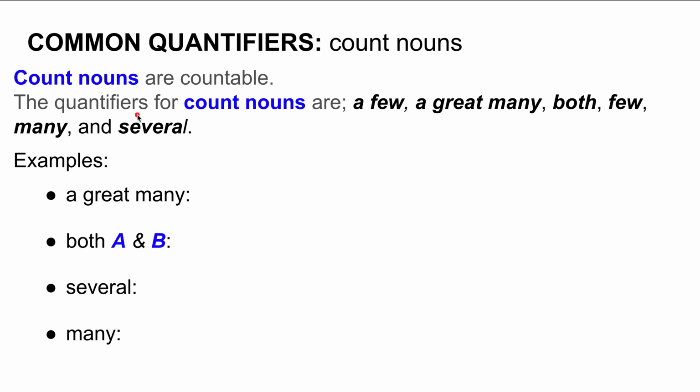There are specific quantifiers for count nouns. These are a few, a great many, both, few, many, and several. These quantifiers work only with count nouns. Let's look at some examples of how they work.